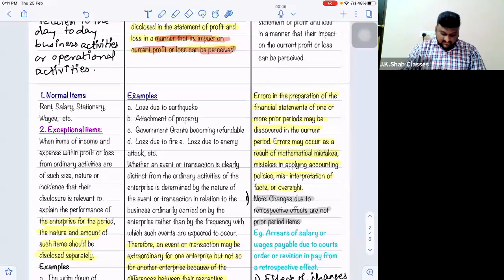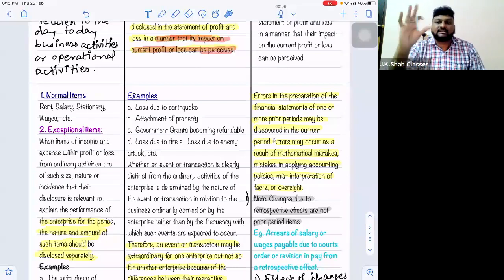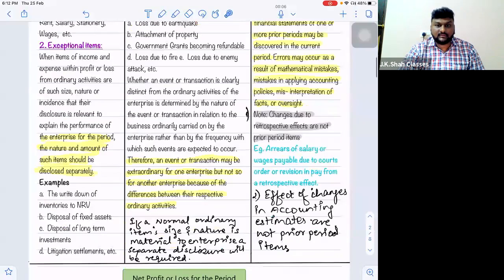See, the exception is nature or size, or its incidence, meaning it's happening, is very much important to make others understand about your financial statements. Okay, got it, sir. That is why we say that it is material. Yes, Gunjan.